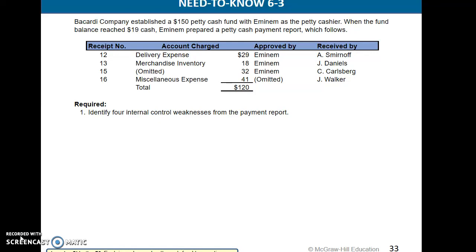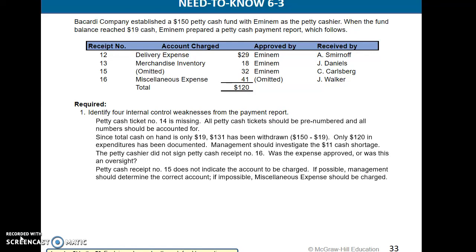And let me see, do I see anything else on there so far? Let's see what we got. Okay, so petty cash ticket number 14 is missing, right? So we went from 12, 13 to 15. So number 14 is missing. All petty cash tickets should be pre-numbered and all numbers should be accounted for. So 14 should be accounted for and it's not in this situation.